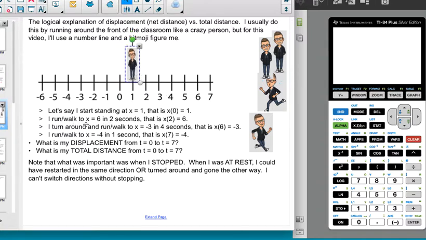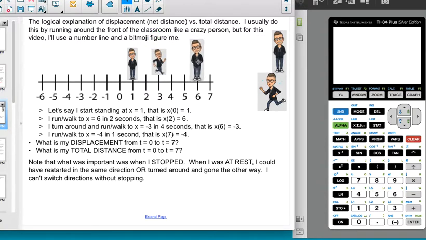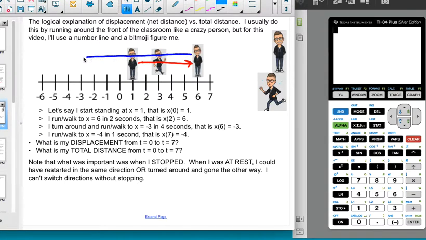I run or walk to x equals 6 in 2 seconds. That's me running, and I land at 6. So that's the first thing I did. I stop for a sec. I turn around, because you have to stop in order to turn around. So I turn around and walk to x is -3, over to here.